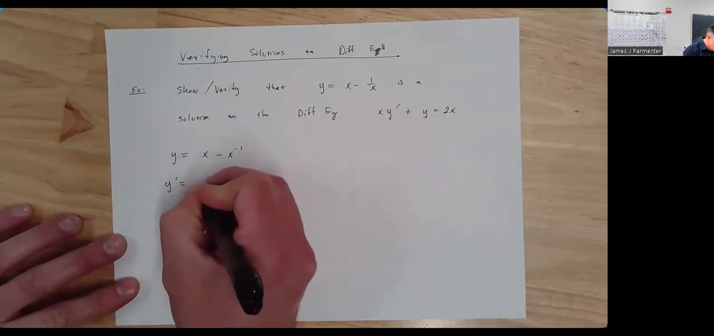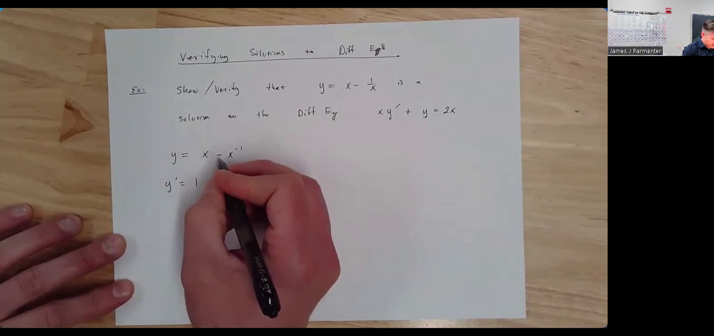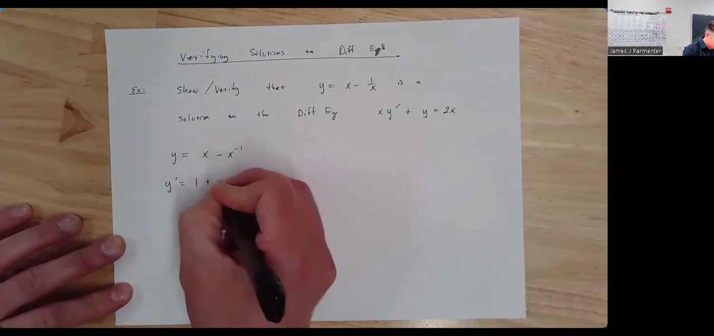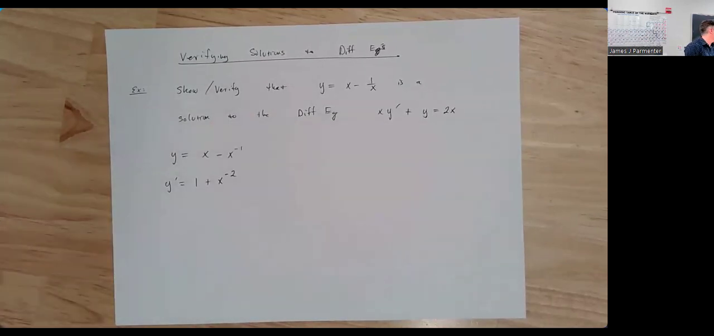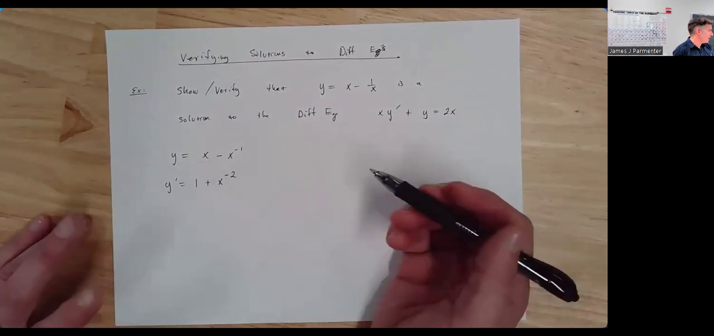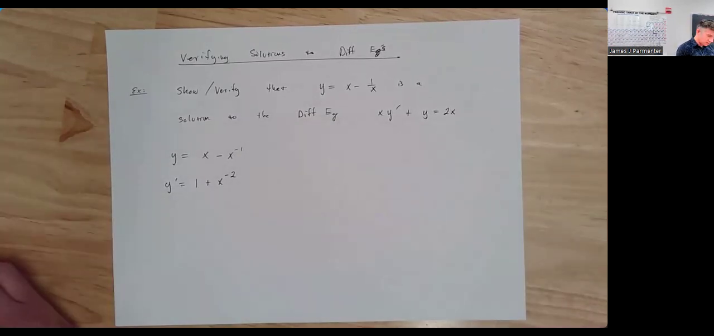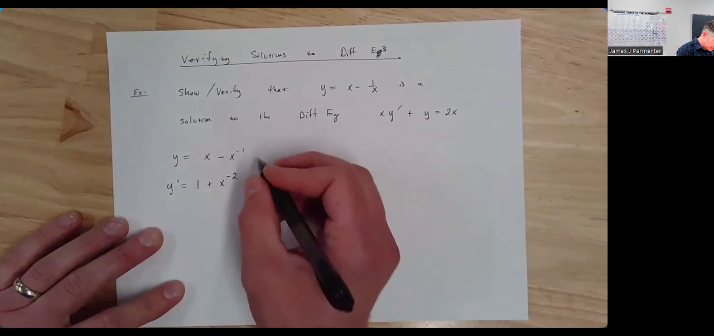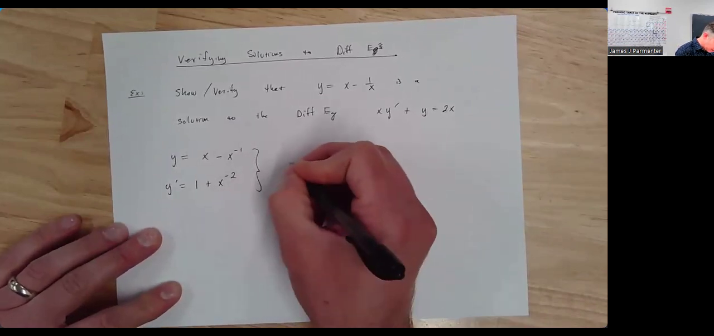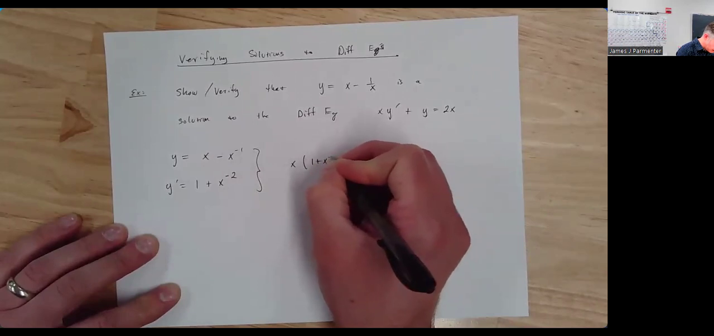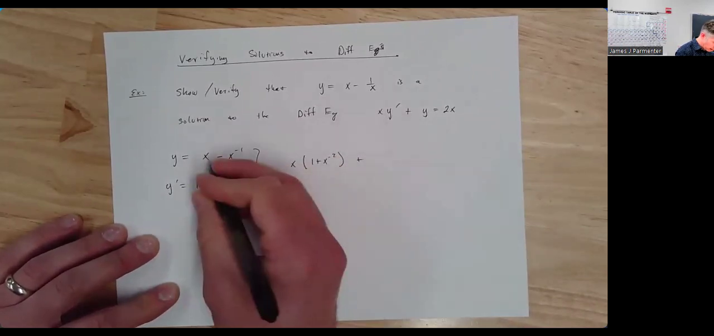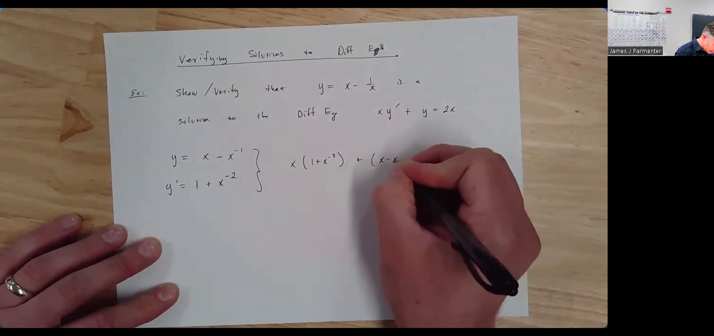So y prime is equal to 1, and then the derivative of minus x to the minus first is going to be plus x to the minus second, because the minus 1 comes down and makes it positive. And then I'm going to plug these into the left side, or whichever side is appropriate, of this equation. So if I take both of these and plug them in, I'm going to get x times y prime, which is 1 plus x to the negative second, plus y, which is x minus x to the negative first.